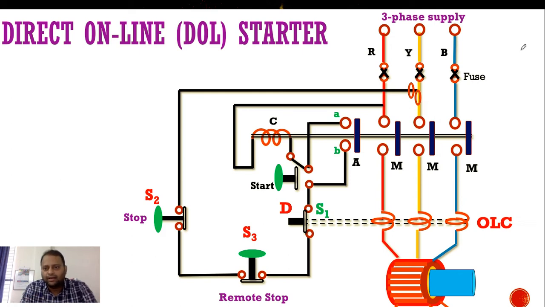This is the diagram for the direct online starter. If you see, these are the supply R, Y and B, and this is up to here only, and then M, M, M are the motor connections which should be connected to this point through these contactors. When you connect this over here, your supply will go this way directly to the motor. But initially they are all not in line. So let us see step by step how to start a motor using direct online. This is the starter which you can see.